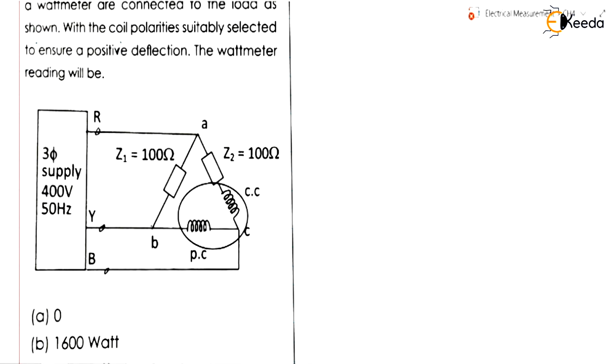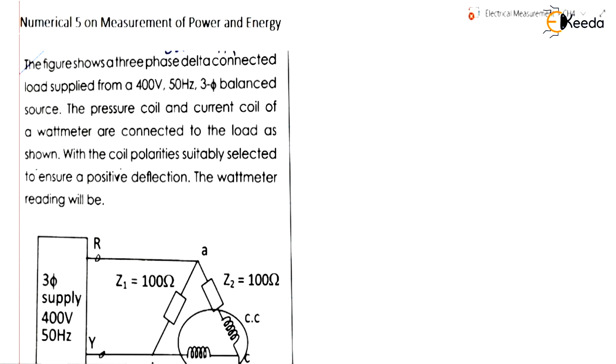Our task is to find the reading of the wattmeter. As we know, the reading of the wattmeter is voltage across the pressure coil into current flowing through the current coil into cosine of the angle between the two. Here the line voltage is 400 volt and it is a balanced supply. When the supply is balanced, there exists a 120-degree phase displacement between the line voltages as well as between the phase voltages. Let us consider VRY equal to 400 at angle 0 degree volt.